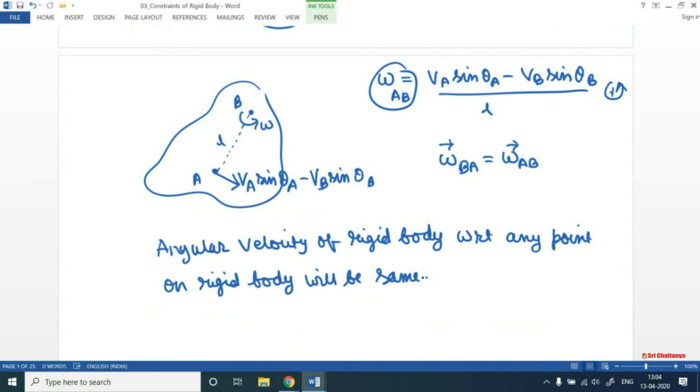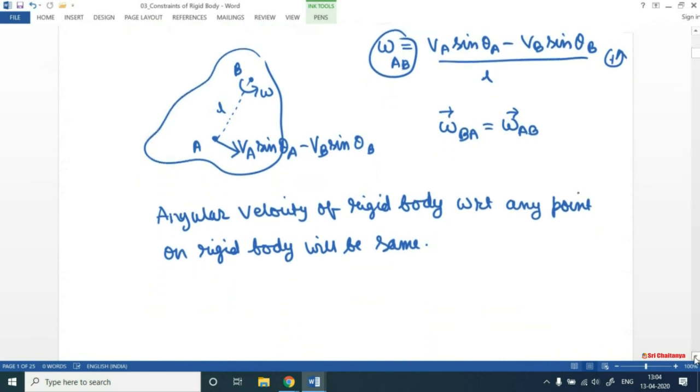So it is not necessary to mention about which point on the rigid body we are finding the angular velocity. Later on we can simply use the words that the angular velocity of this rigid body is this much, and we do not need to mention the axis about which we are finding out the angular velocity, because about any axis passing through the rigid body or in the frame of the rigid body, it is going to be the same.